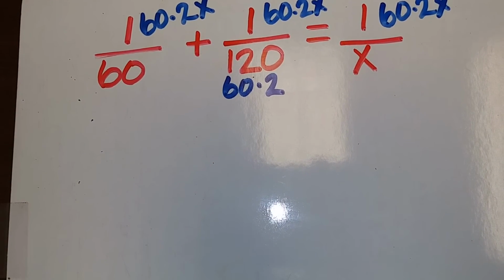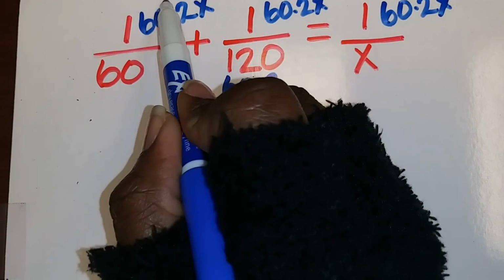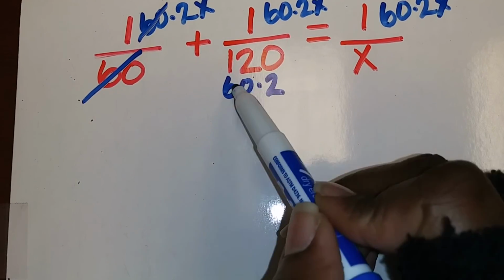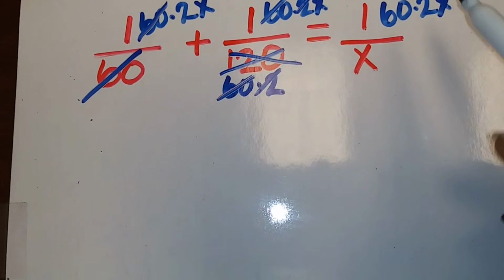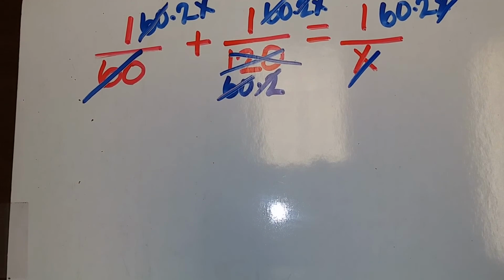Those are my different denominators. I see them cancel out. The 6 is gone, the 60 is gone, and the 2 is gone. All this is gone. The x's are gone. Okay, write down what's remaining.